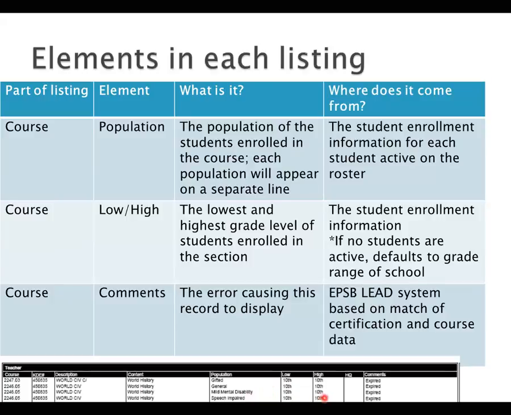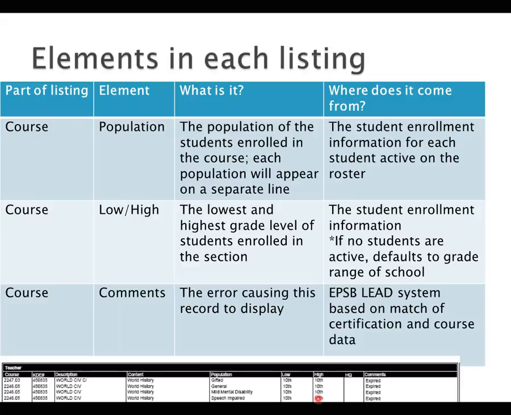The low and high are the low and high grades of the students enrolled in the section. Also comes from the student enrollment information. And if there are no students active on the roster when the lead report is run, it will default to the grade range of the school. Most of the time, this is not going to be a problem unless you have a K-12 school or an elementary school that includes preschool.